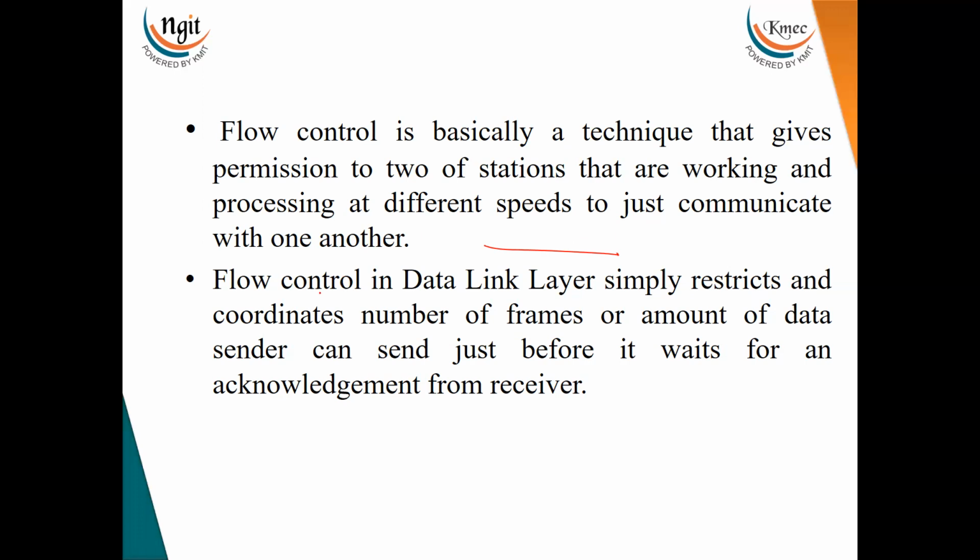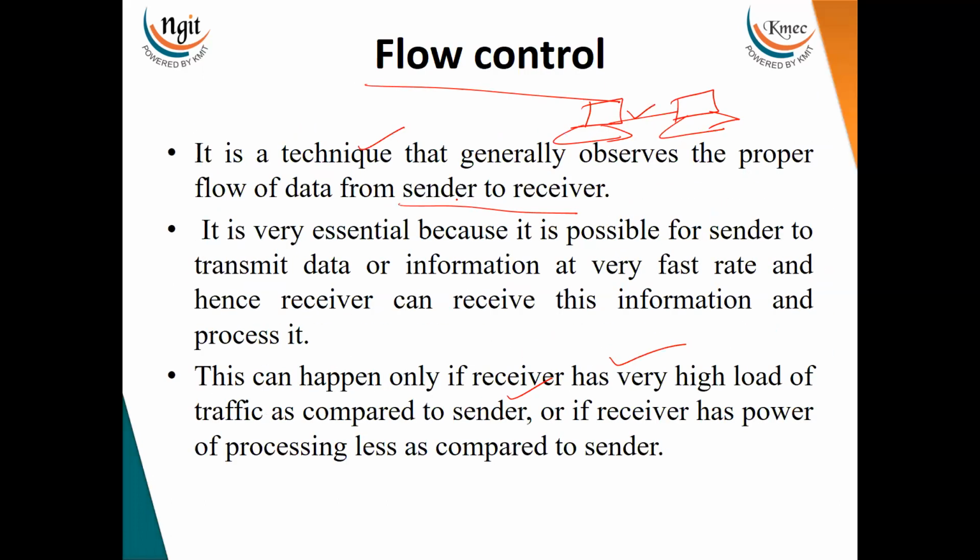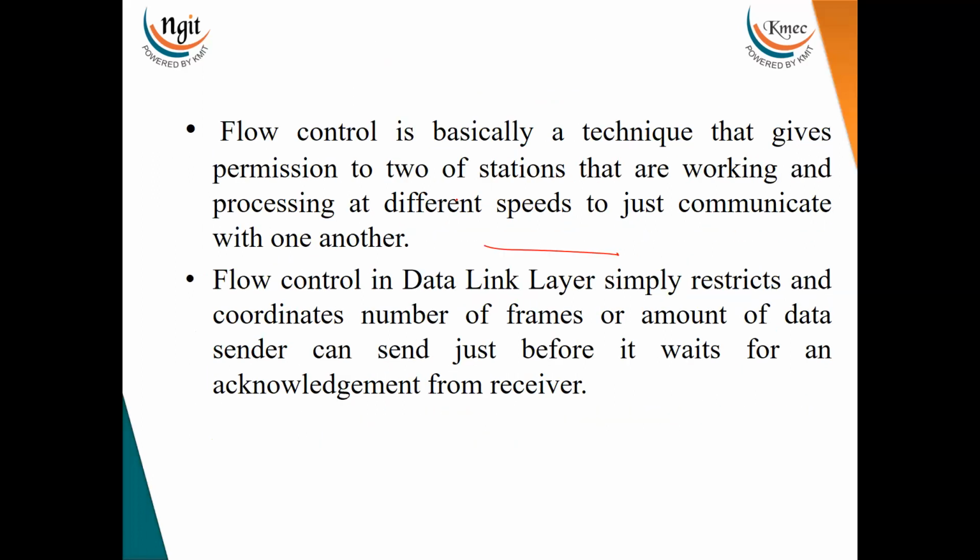Now, flow control in the data link layer simply restricts and coordinates the number of frames or amount of data the sender can send before it waits for an acknowledgement from the receiver. That means the sender will not wait for the acknowledgement from the receiver one after the other; the sender is transmitting the frames to the receiver. What is the main theme of flow control? Already I have given it here: flow control generally observes the proper flow of data from sender to receiver.